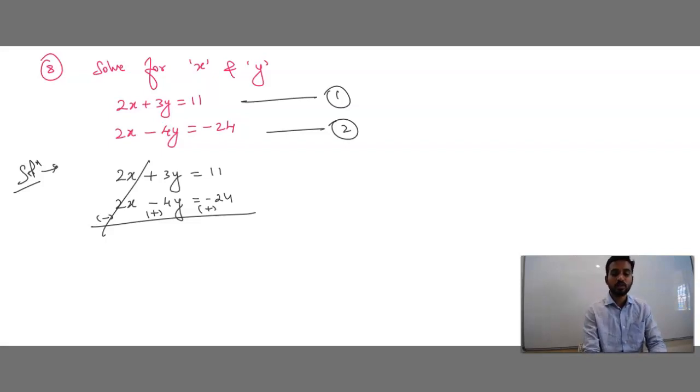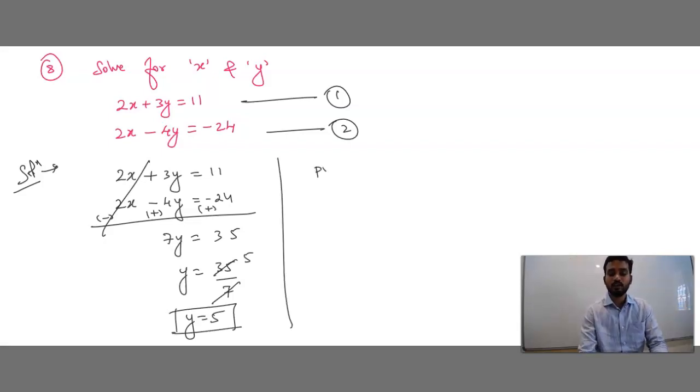Now this is plus 3 and this is plus 4. 3 plus 4, that is 7y. On the right side it is addition, right? 11 plus 24, that is 35. So what is the value of y? 35 by 7. So y equals 5, since 7 5s are 35. The value of y is 5.